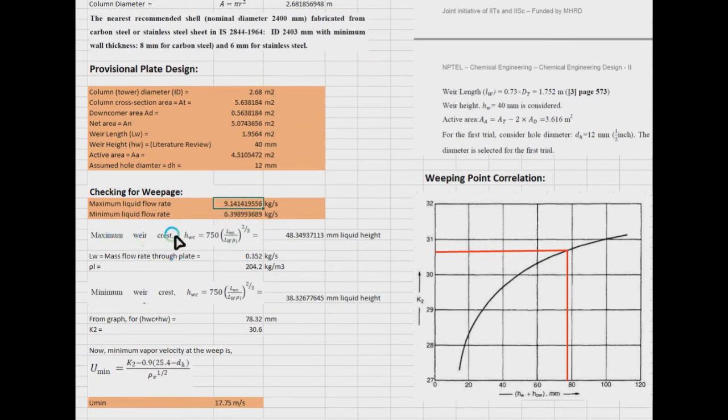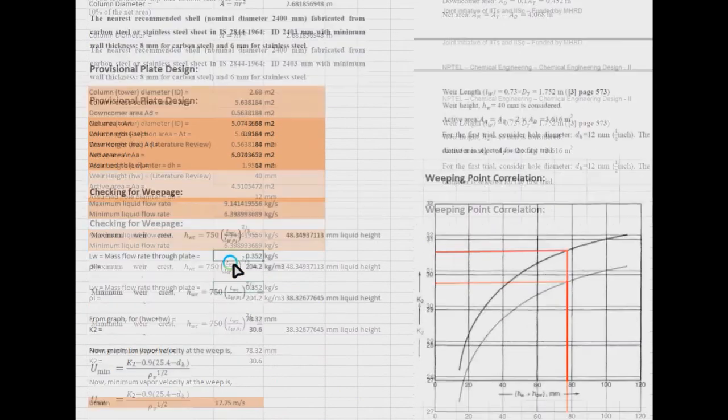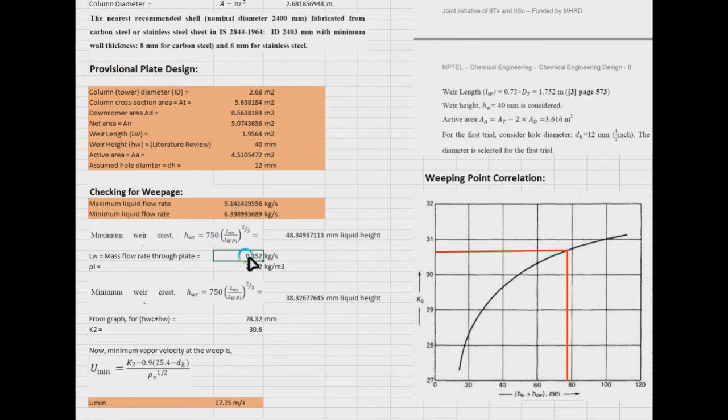From the maximum weir crest or weir head, the formula is equal to 750 multiplied by LWC over LW multiplied by rho L, the density of liquid, raised to the power 2 over 3. Here LWC is the maximum liquid flow rate, while rho L is the density of the liquid, and LW is your mass flow rate through the plate, that is defined above based on the whole area.